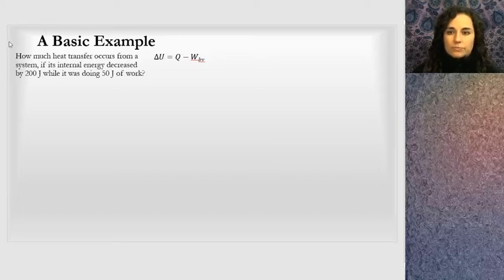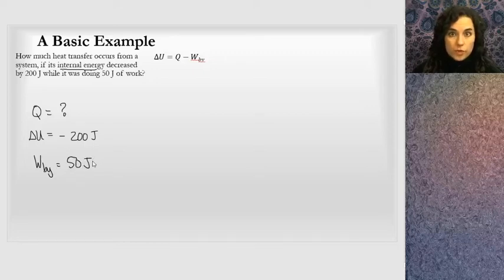I've written it over here. It says how much heat transfer occurs from a system. Okay, so heat. How much heat transfer? I want to know what the heat is. From a system if its internal energy decreased by 200 joules. Okay, so I see internal energy. I know that's represented by delta U. In the problem, I see that it decreased by 200 joules, so I'm going to put a negative 200 there. It also says while it was doing 50 joules of work, so we're going to say work by equals a plus 50 joules. It was doing work as opposed to work being done on it, okay?